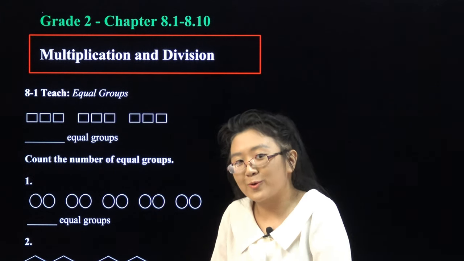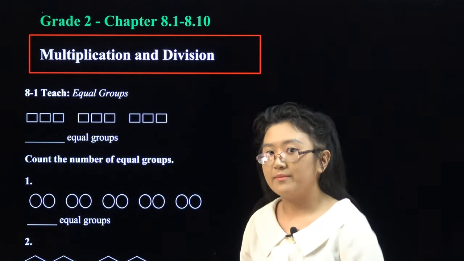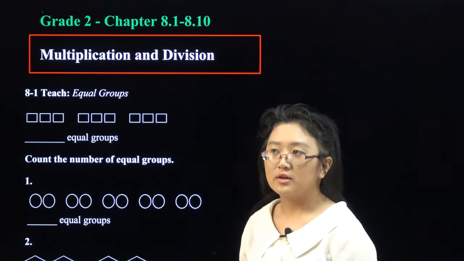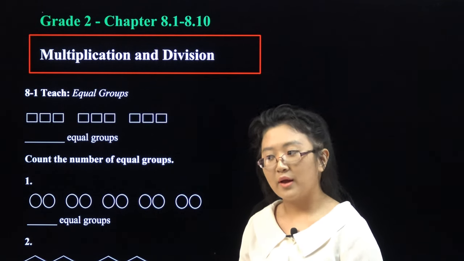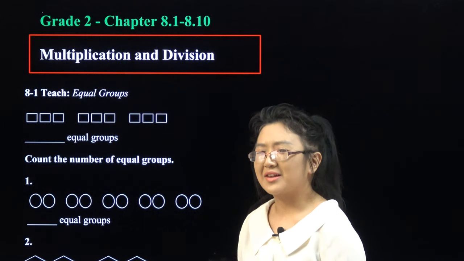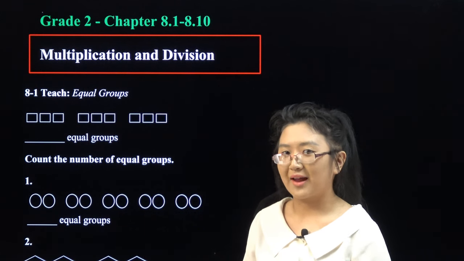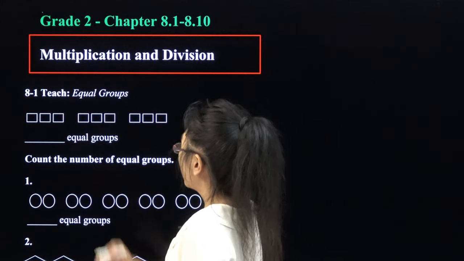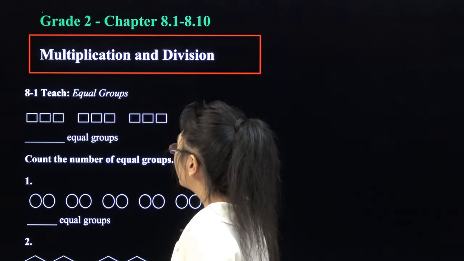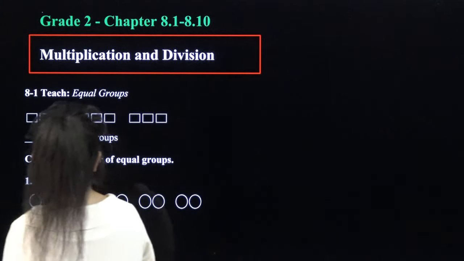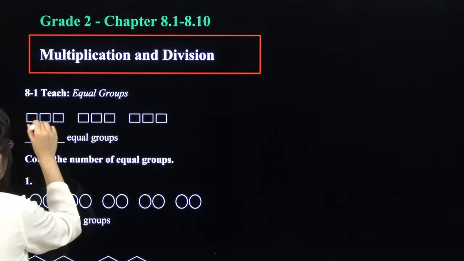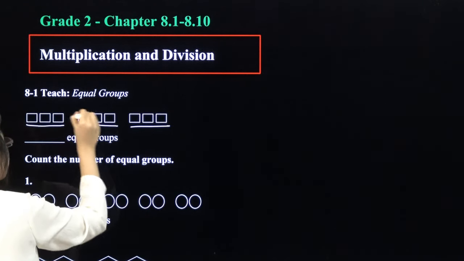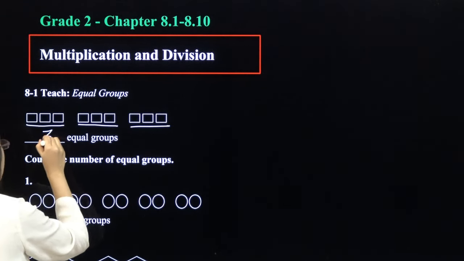So, equal groups are groups that have the same number of things. Equal groups doesn't necessarily mean same groups. Equal groups just means they have the same number of things. So here we have how many equal groups? Well, we have three groups of three. So since it's in groups of three, then that means that there's one, two, three equal groups.